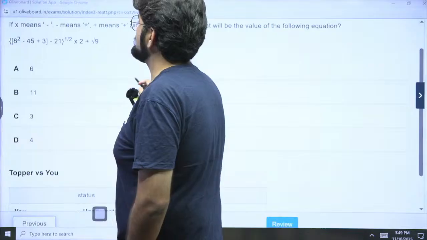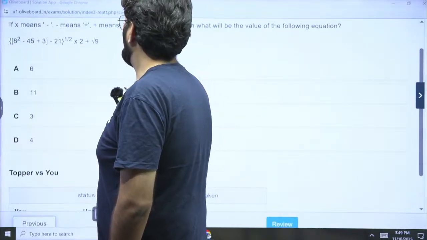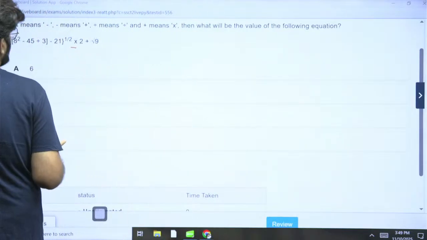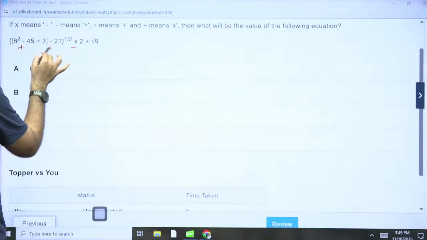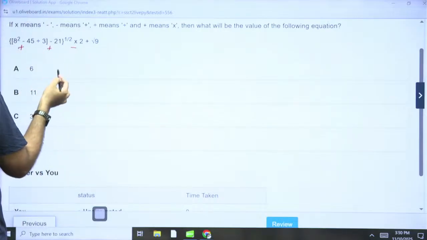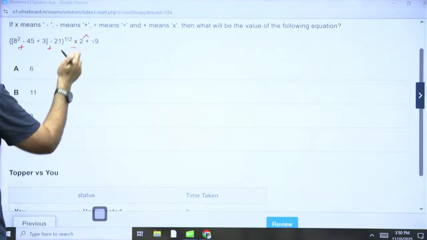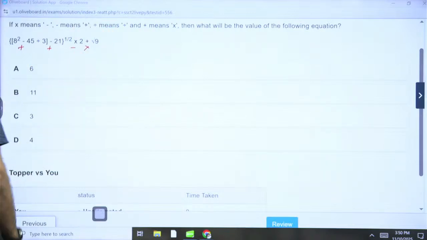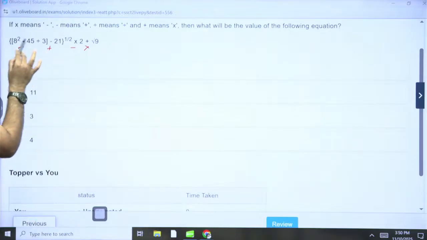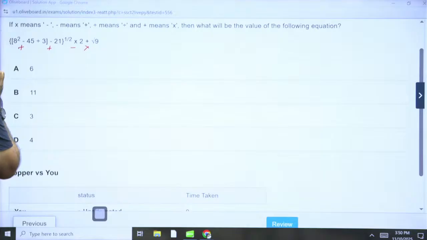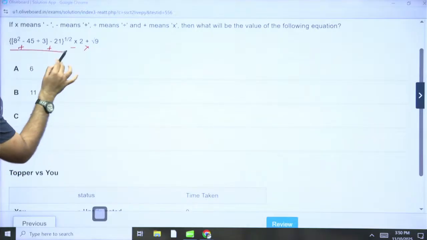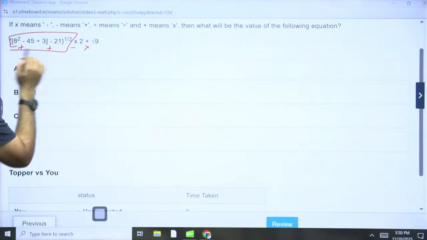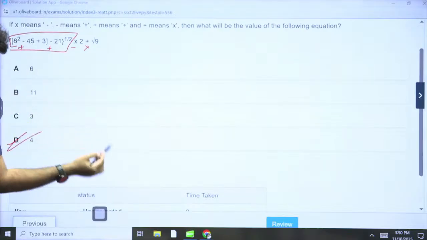Into means minus. Minus means plus. Divide means into and plus means divide. Divide means divide only. Wow. What will be the value of the following? 45 divided by 3 is 15. 8 square is 64. 64 plus 15 is 79. Right? 79 plus 21 is 100. 100 root is 10. 10 minus 2 into 3, 6. 10 minus 6 is 4. Option D. Good question.